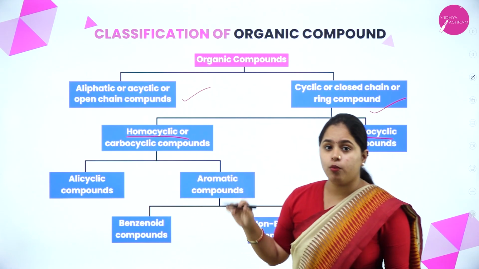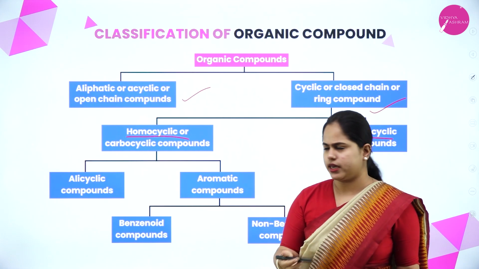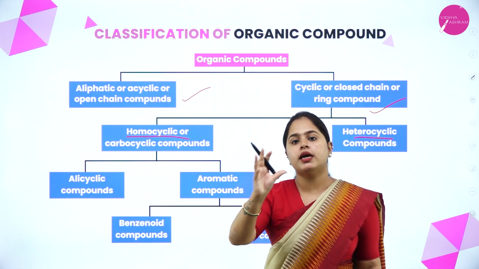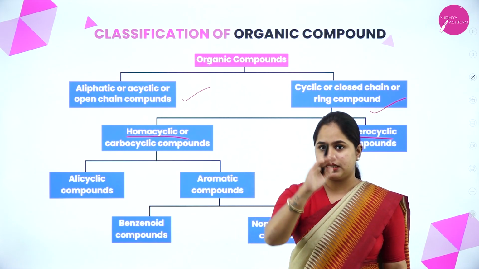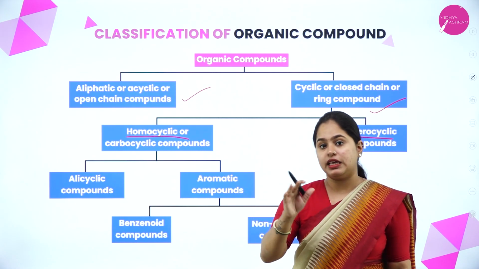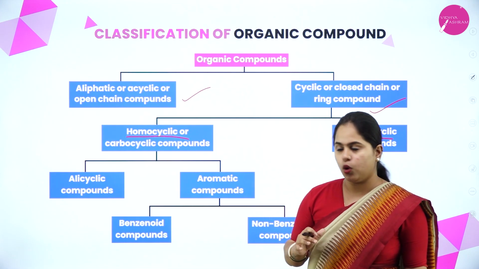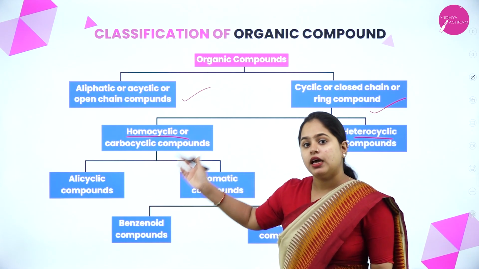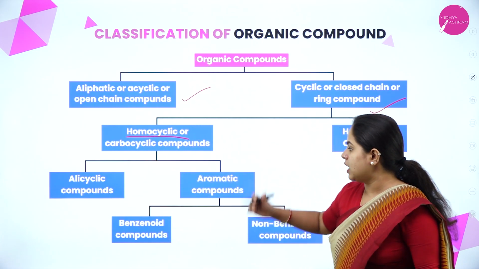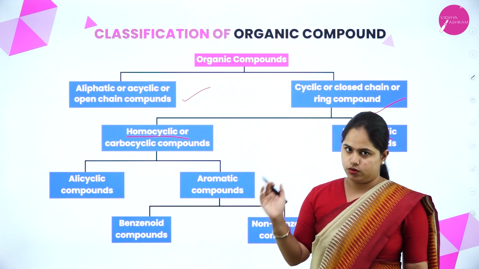Now what is homocyclic? In cyclic compounds itself there are two types, homocyclic and heterocyclic. As the name suggests, homo means only one type of atom will be present. That is, in the cycle only carbon atoms will be present. There won't be the presence of any other atoms there. All the atoms will be the same. That is homocyclic. Now homocyclic is further classified into alicyclic compounds and aromatic compounds. In detail we are going to study all of these groups now.